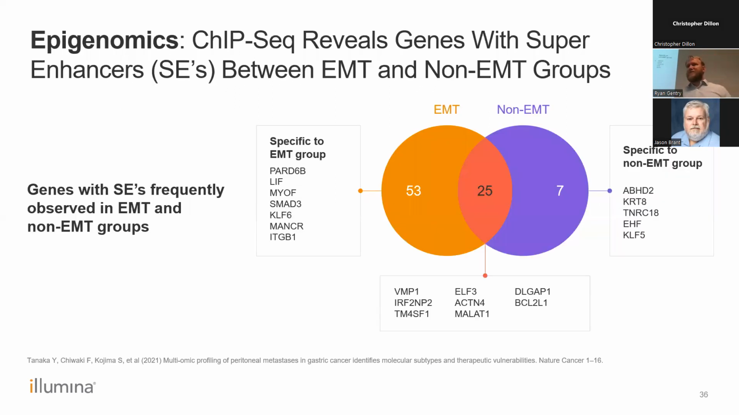And the last thing was they used epigenomics, and they specifically looked for super enhancers. What they found is that the EMT group had 53 unique super enhancers, the non-EMT group had 7, and about 25 overlapped.